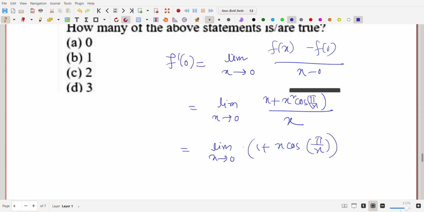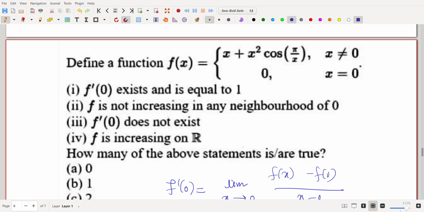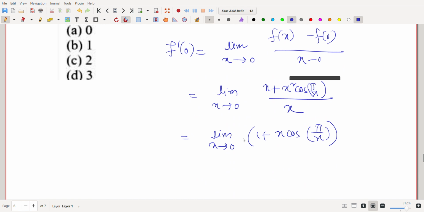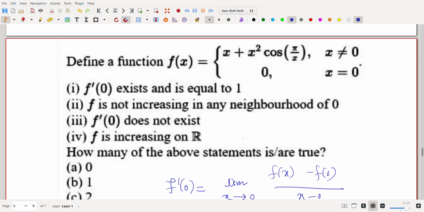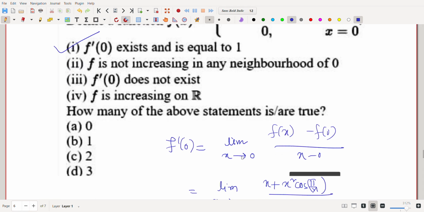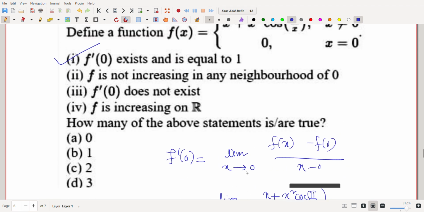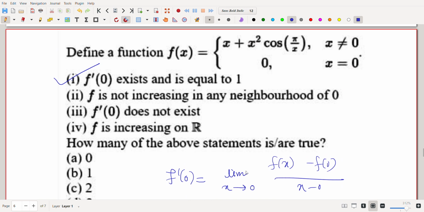Which is the same as the limit as x goes to 0 of 1 plus x cos(pi by x). Now cos is a bounded function, right? That means as x goes to 0, x times cos(pi by x) also goes to 0. Hence the limit is 1 and the limit exists, right? That means f is differentiable on R. There is no problem. So in particular, f is differentiable at 0. So the first statement, f dash 0 exists and it is equal to 1, is correct. f dash 0 exists and equals 1 by definition.